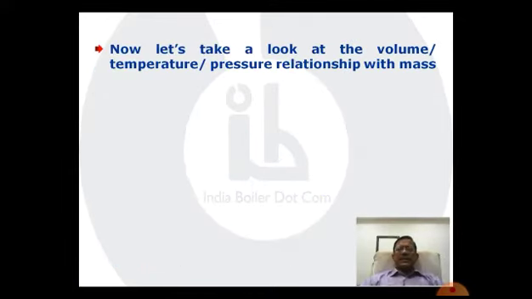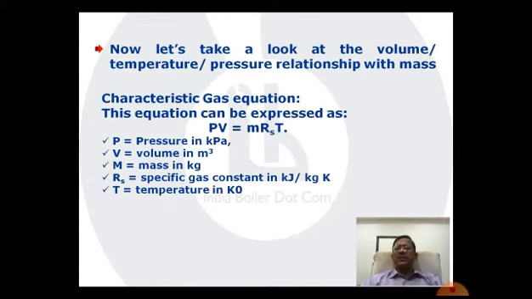Now, let us take a look at the relationship between volume, temperature, pressure as well as mass. The previous two relationships pertain to Charles' and Boyle's laws, where we have considered that the mass is constant. But if the mass changes, then we use another relationship, that is PV is equal to mRsT. This is known as the characteristic gas equation. Here P and V are the pressure and volume, m is the mass, Rs is the characteristic gas constant or specific gas constant which changes from gas to gas, and T is the temperature in absolute. P is in absolute, no need to mention again.